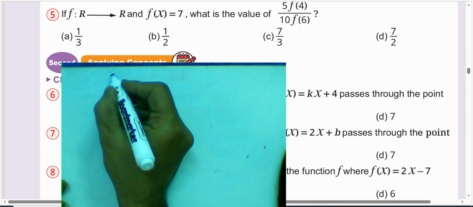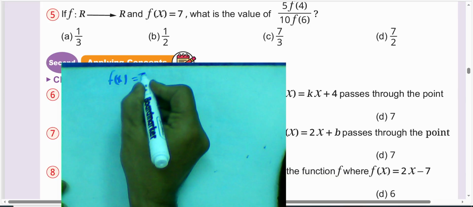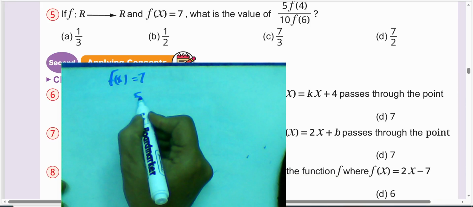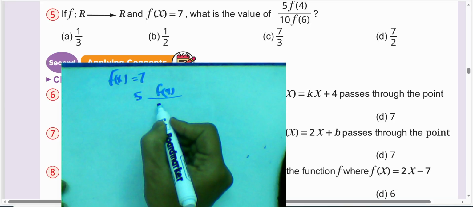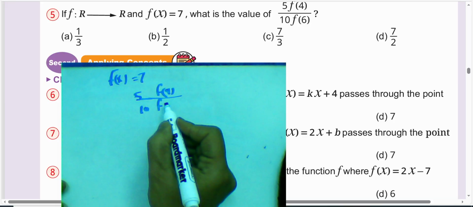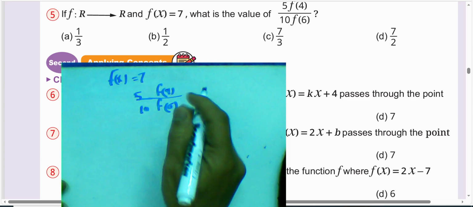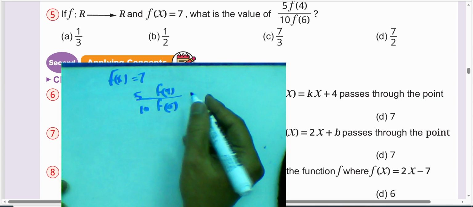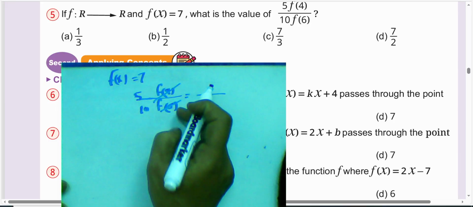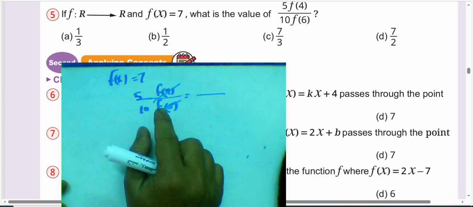If f of x equals 7, what about f of 4 over f of 6, then 5 over 10 product? Look here, this is a constant function. f of 4 and f of 6 are equivalent. The answer here is 7 and there 7. It's a constant function, okay?